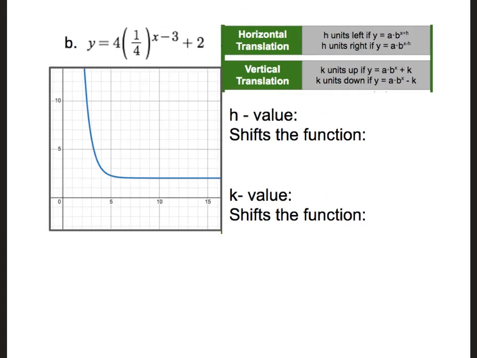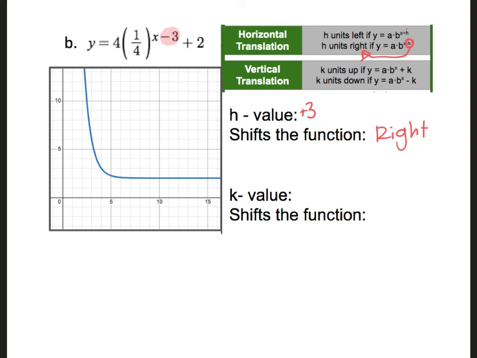All right, for my second one, we have y equals 4 times 1/4 to the power of x minus 3 plus 2. So for my h value, again, we're going to go ahead and look at that number after x, negative 3. I'm going to change the sign, so technically my h value is a positive 3. And then I know h moves it left or right, and since it's a positive 3, that moves it to the right. Again, looking up here, we had a minus h to begin with, and that tells me it moves right.